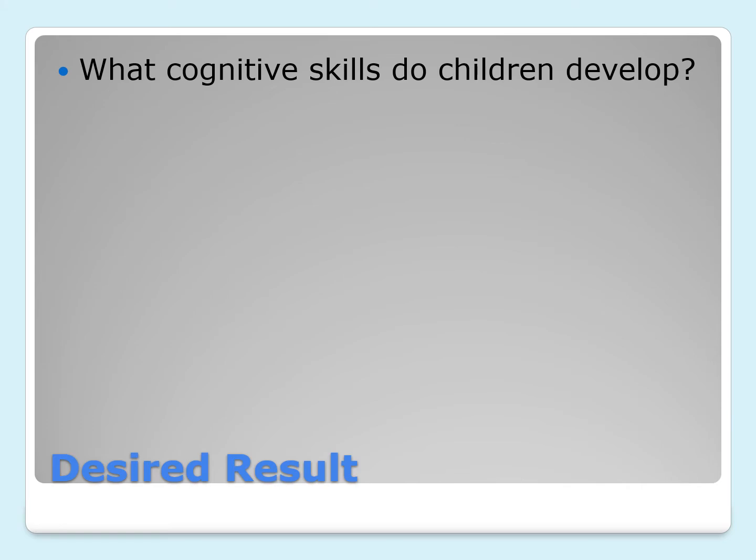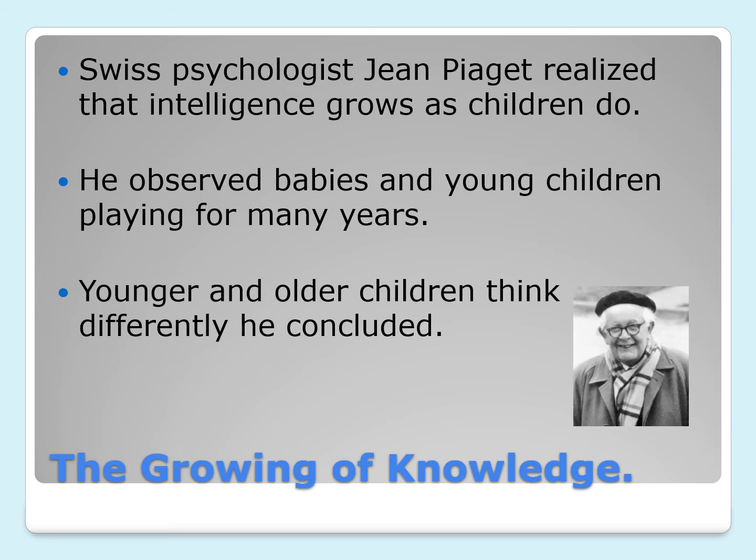And our desired result: what cognitive skills do children develop? Swiss psychologist Jean Piaget, again I'm trying my best at that name, realized that intelligence grows as children do. He studied babies and young children playing for many years, and he concluded that younger and older children think differently.